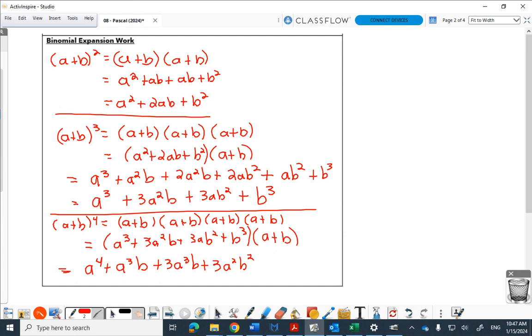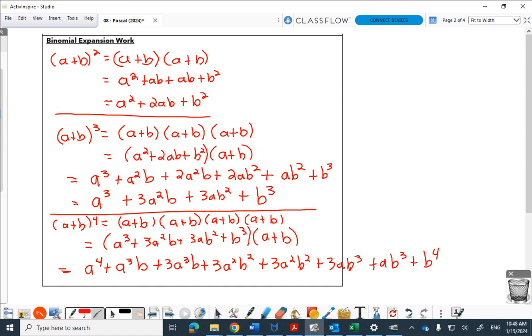Okay, next term. 3ab squared times both those. I get 3a squared b squared plus 3ab cubed. Now my morale is returning because I'm like, oh, now I have 6 of the 8 terms. I just have to do the last 2. b cubed a. You could write b cubed a, but you're going to mess yourself up when you do that. Write them in alphabetical order. So I get plus ab cubed plus b to the power of 4. Whew. That's a mess. But there is some cleaning up to do.